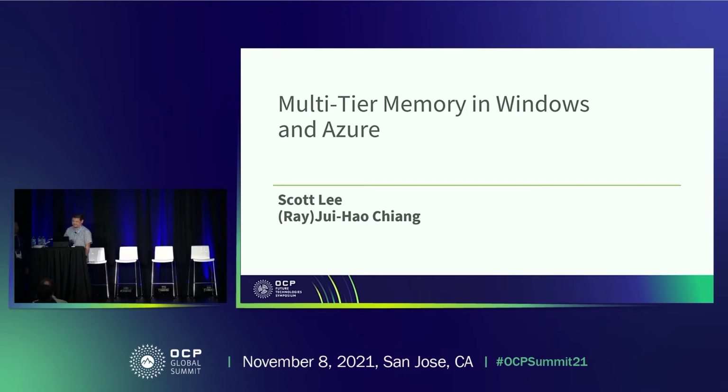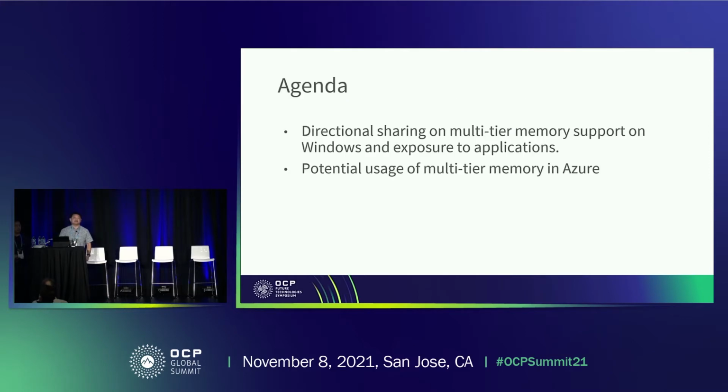And today, Ray and me are going to talk about multi-tier memory in Windows and also Azure. In the first half of today's talk, I'm going to give a directional sharing on multi-tier memory support that we're planning on Windows and how we're intending to expose multi-tier memory to applications. In the second half of the talk, Ray is going to be talking about potential usages of multi-tier memory in Azure.